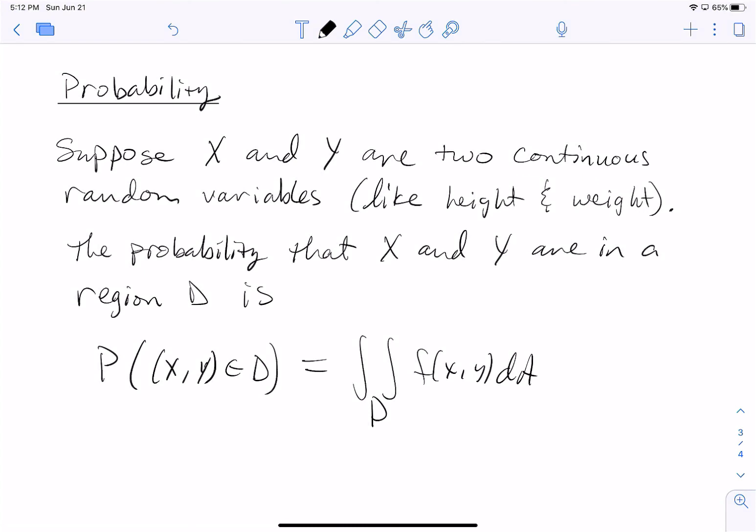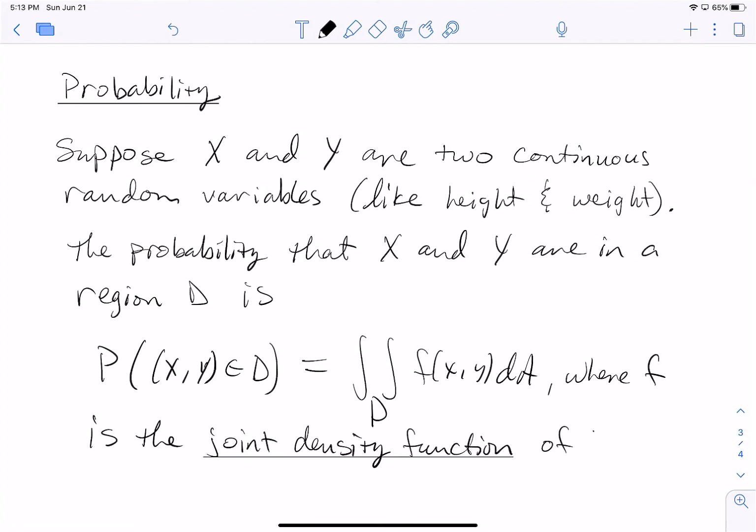that familiar integral that we've seen before, where f is the joint density function of X and Y. I'll say a little bit about the joint density function in just a moment, but look, we have here f(x, y) dA, and it's the same integral that we saw if it was rho for mass, sigma for charge, f for volume.